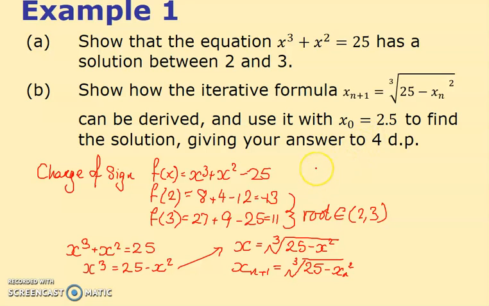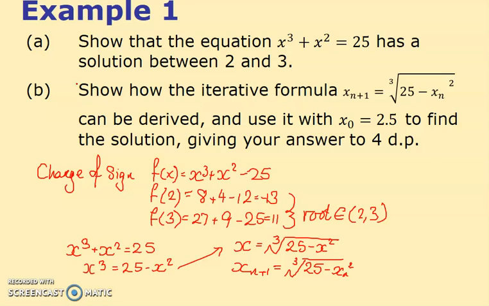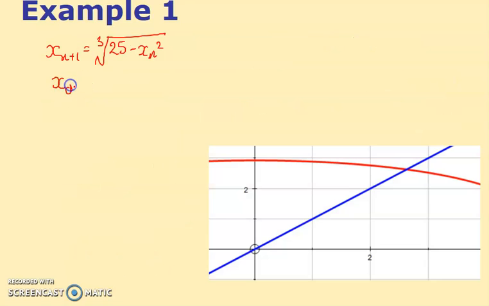So I'm just going to rewrite that on the other sheet. Oh, there's the graphs, by the way. I'll come back to that in a bit. So x n plus 1 equals, let's have a look, it's a cube root of 25 minus x n squared. And it tells me to start with x0 it calls it, 2.5. It doesn't really matter what you call it. The first one is 2.5.